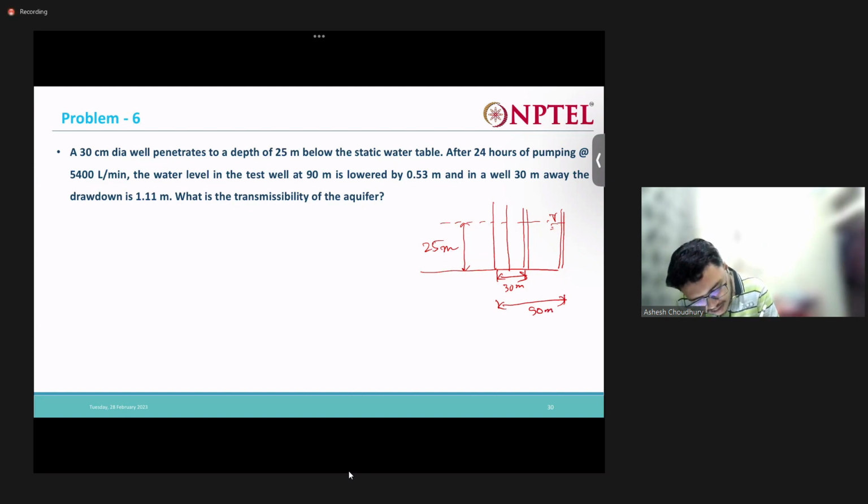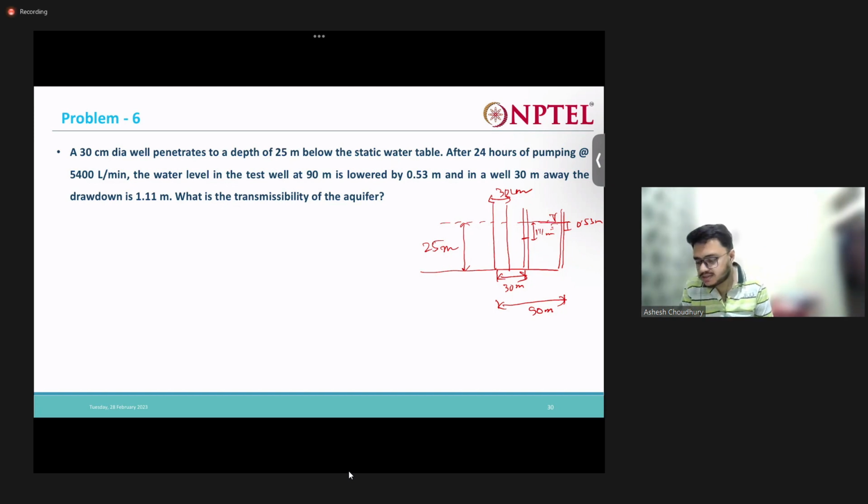Okay, so the drawdown here is 1.11 and the drawdown here is 0.53 meter. Okay, these things are given. Also, the dia is given as 30 centimeter. The flow is also given to you. Then after time t equal to 24 hours, this is my flow that is obtained.